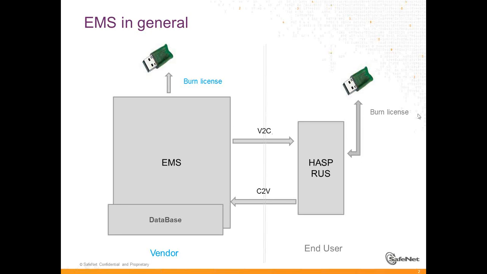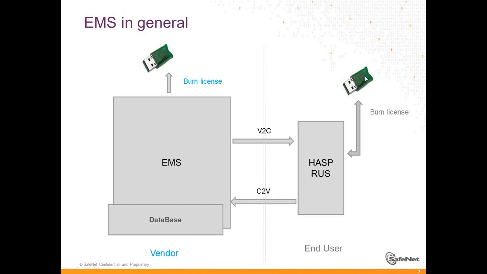I'll send this V2C to the end user, and the end user will use another tool that we have, RUS, which stands for Remote Update System. It's a tool that the end user will use to take the V2C and burn the license onto his key.